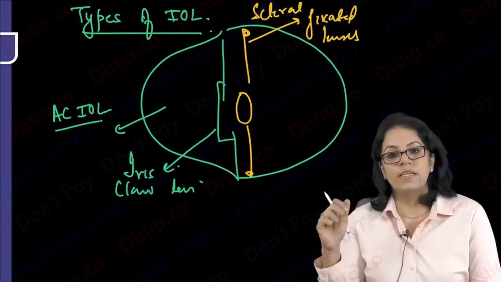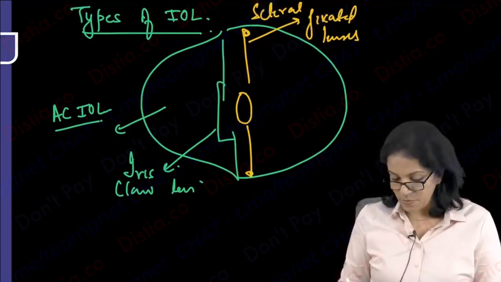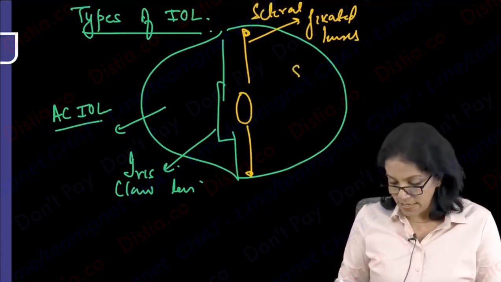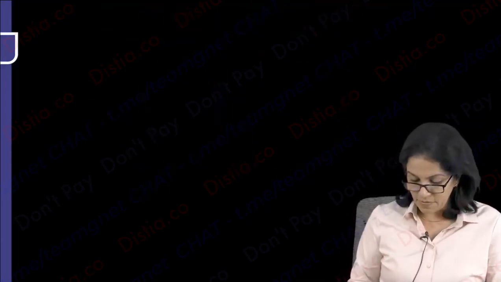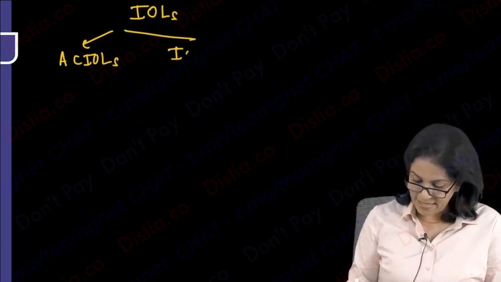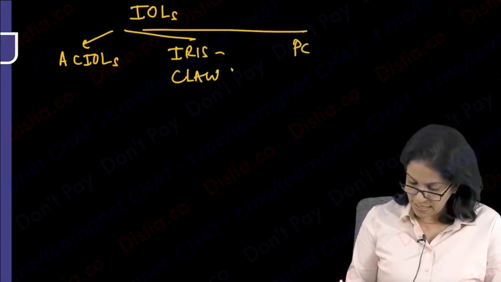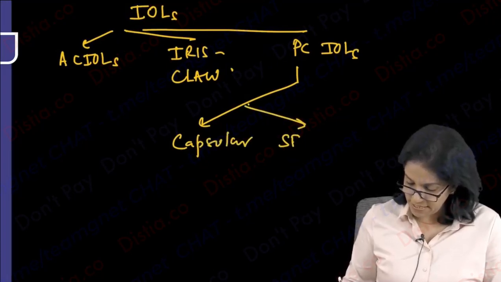Right, all of you? Okay, so you can also think this way, that any posterior chamber IOL can be either put in the capsular bag or it can be a scleral fixated IOL. So if we write like this, we can say that IOLs are either AC IOLs or iris claw lens, right? Or it can be PC IOLs, and a PC IOL in the posterior chamber can be put either in the capsular bag or it could be scleral fixated IOLs.